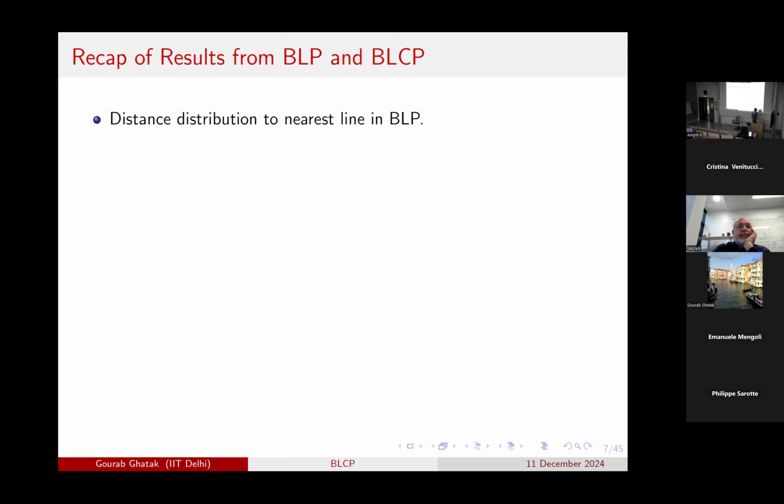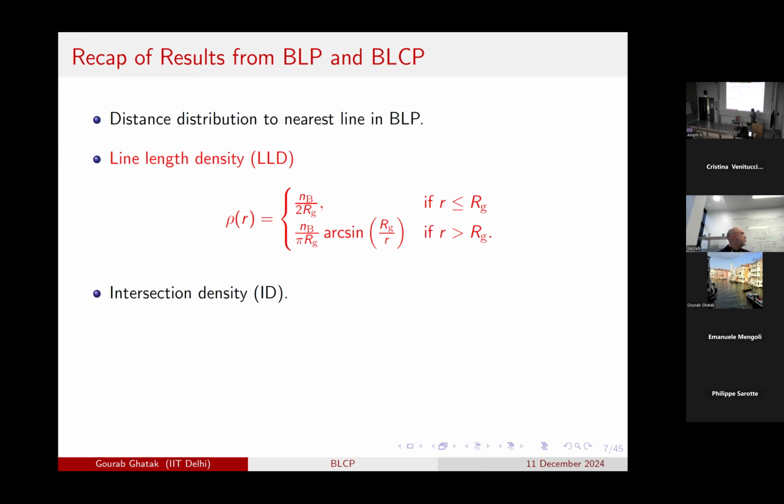So what did we derive until now? We derived the distance distribution to the nearest line in a binomial line process, depending on where you are located. If you are in the city center, your nearest street is probably nearer to you as compared to if you are in the outskirts. We also derived the line length density, which is the kilometers of line per square kilometer of area, as you move away. All of these were in the first part of the talk. The intersection density is also important, because the number of accidents is related to the number of intersections, and opportunistic deployment of base stations is also related to the number of intersections.